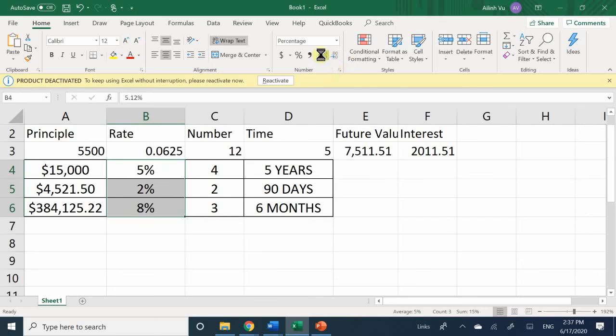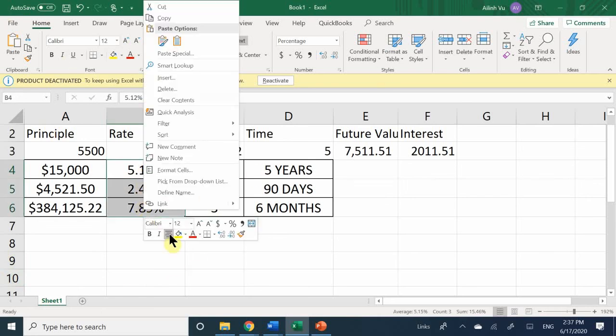Oopsies. I want it to be shrunken into regular numbers. So I want this to be 0.0512. Okay, it's not letting me. I need to change the format of this. So I'm going to go ahead and change this into regular numbers.